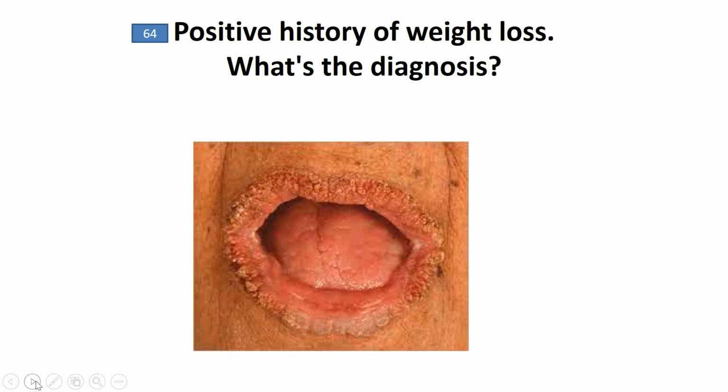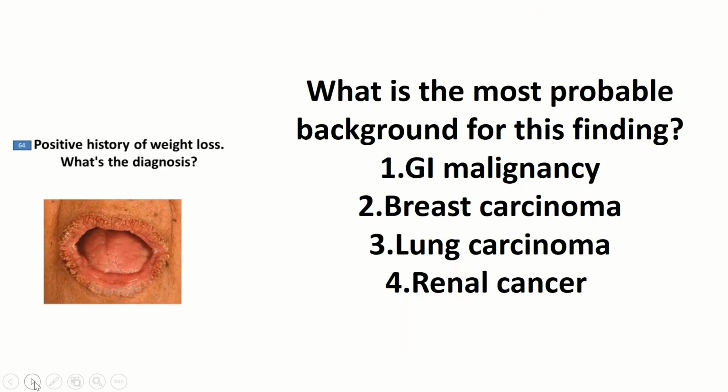Here is the crucial nodule. Positive history of weight loss. What do you see here? Here you see hyperpigmented velvety plaques around the lip indicative of malignant acanthosis nigricans. And here in history we have weight loss. The most common underlying cause of this condition is GI malignancy.